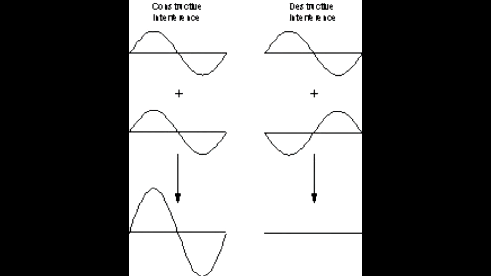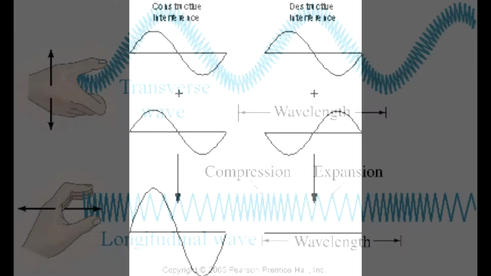In superposition, two or more waves cross. The superposition is the resultant displacement, which is equal to the vector sum of the individual displacements.